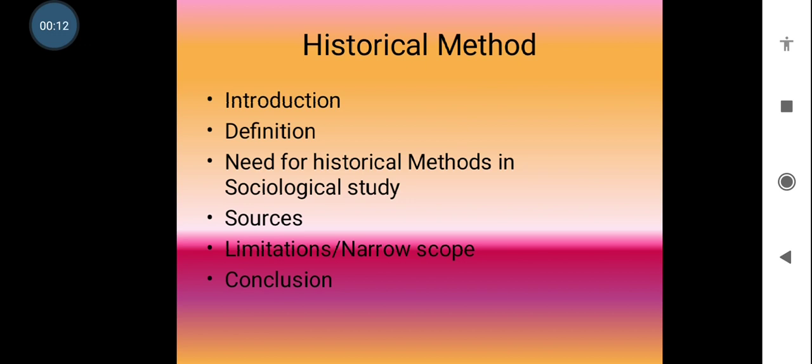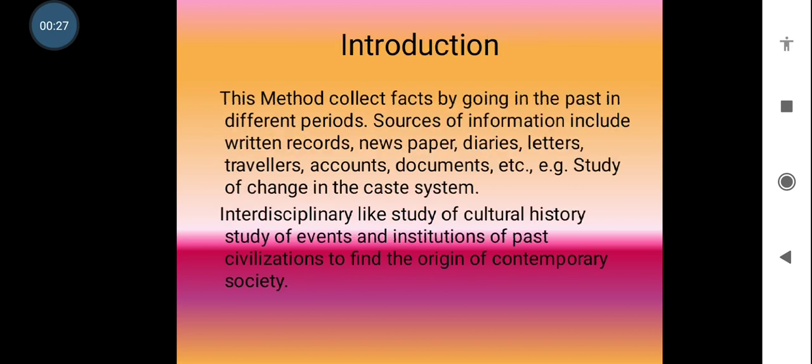Today we are discussing the historical method. Related to the historical method, we need to discuss the introduction, definition, the need for historical methods in sociological study, sources, limitations or narrow scope, and conclusion.